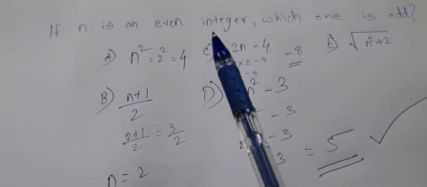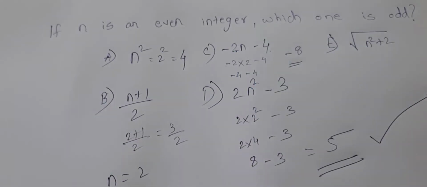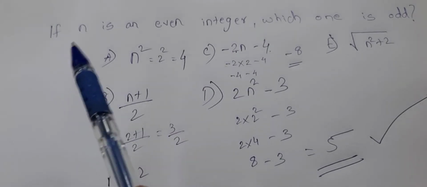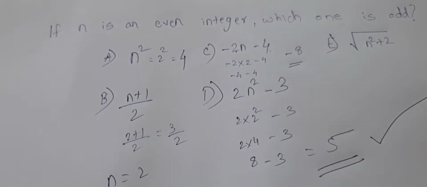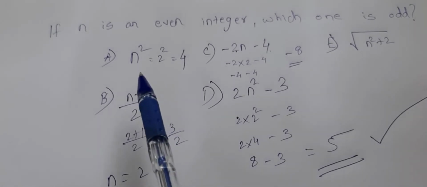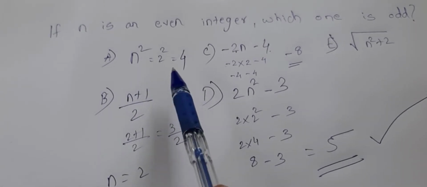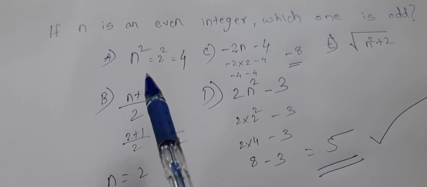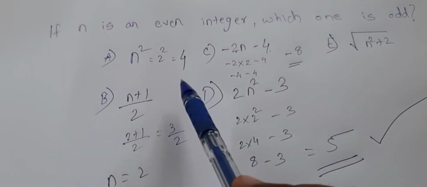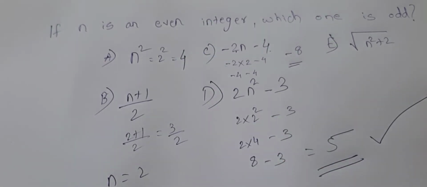If n is an even integer, which one is odd? Now they have given the condition that n is an even integer. Let's assume n is equal to 2. 2 is an even integer. So the first option, n square, by the substitution method with n equal to 2, becomes 2 square, which is 4. Now clearly 4 is an even number and we have been asked which one is odd. So the first option is eliminated.